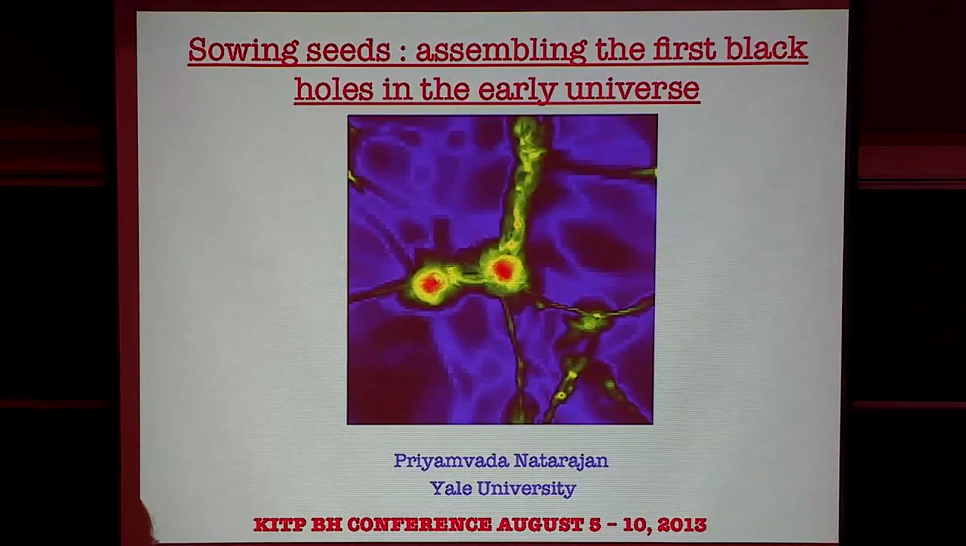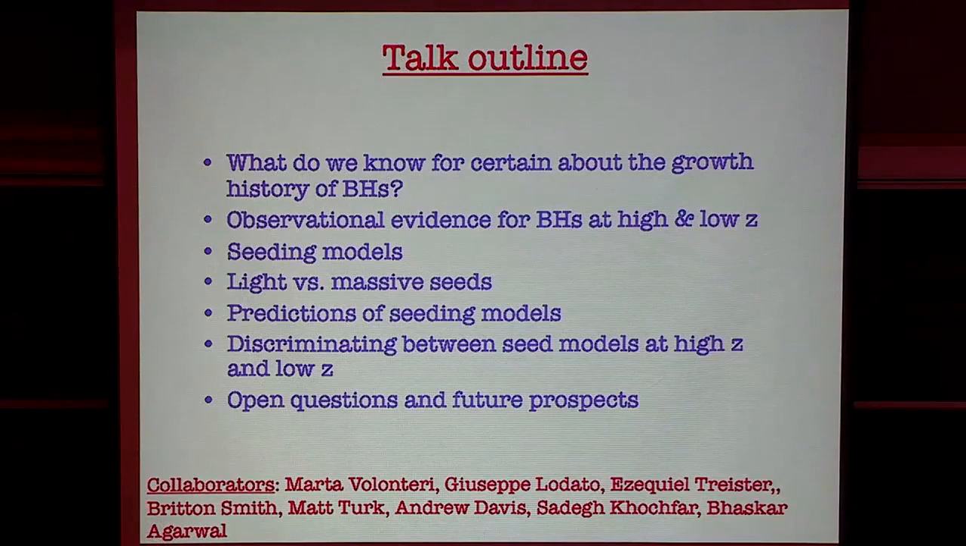and how you can actually test various possibilities using data. So to give you a brief outline, I just want to sketch roughly what we know for certain about the growth of black holes. There's a lot of uncertainty, and I will try my best to point out to you where the uncertainties are, what the key uncertainties are, and therefore what the open questions are.